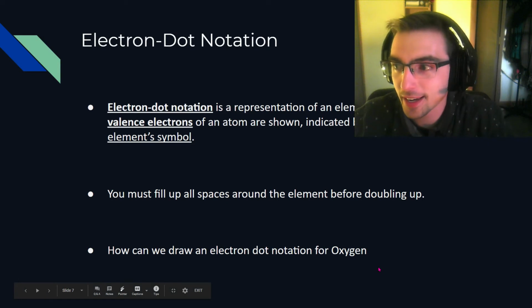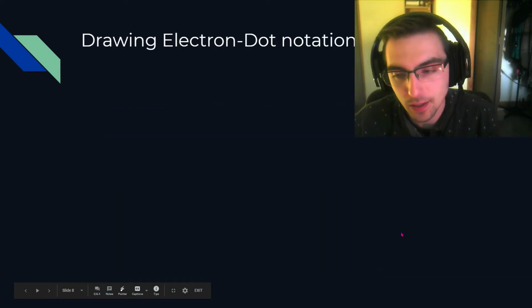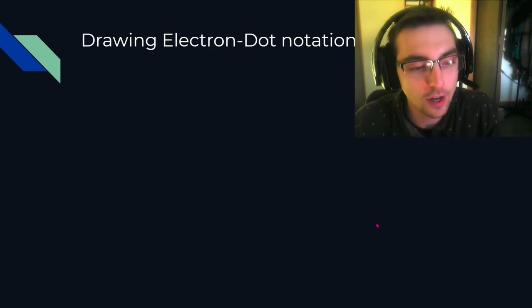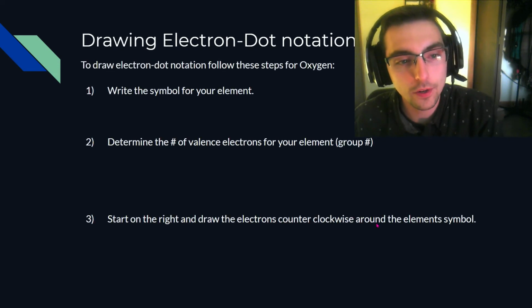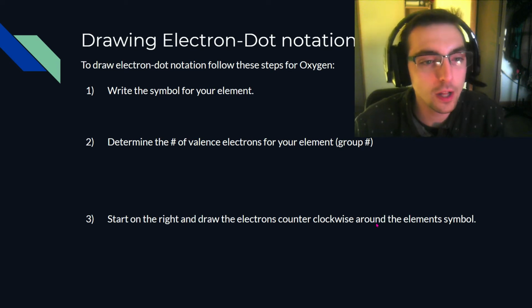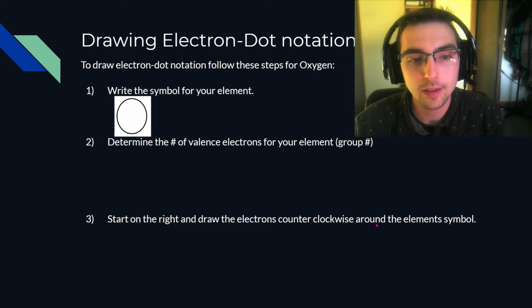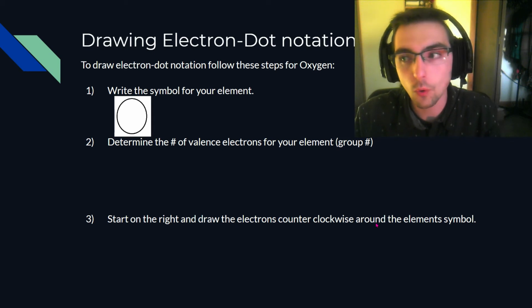I'll show you that right now. So a couple of steps we're going to follow with electron dot notation, how to draw them. First, we're going to write the symbol of your element. In this case, we are using oxygen, which has a symbol of O.